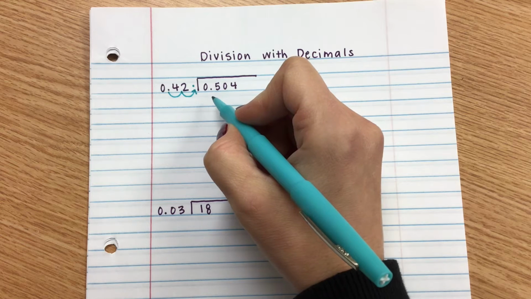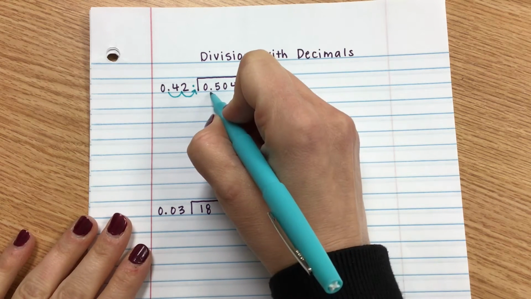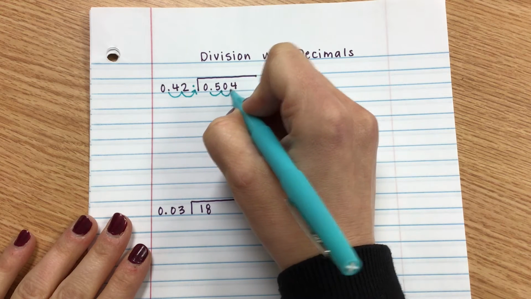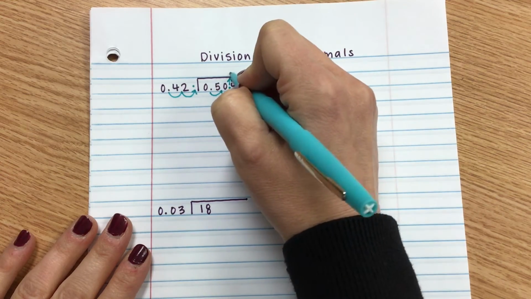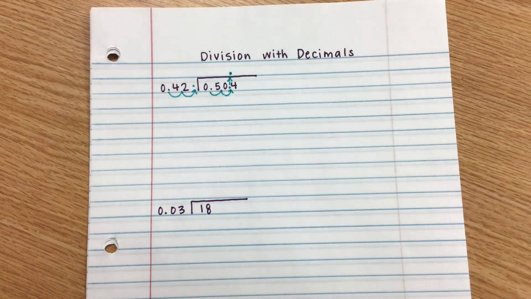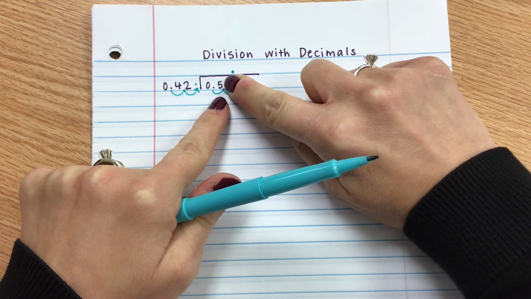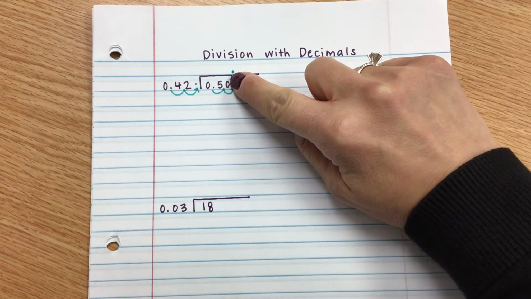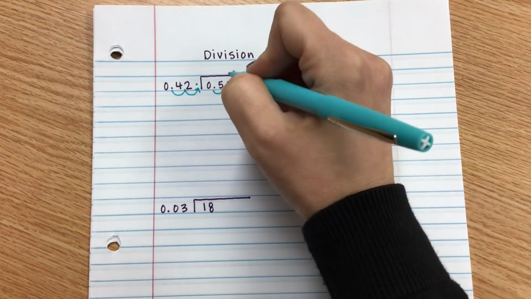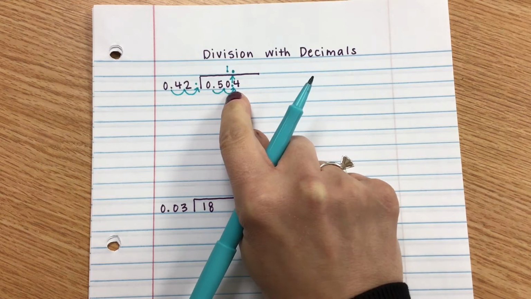So girls, how many times do we move our decimal? 2 times. So we have to move our decimal 2 times inside here. So it's going to go right here, and we're also going to move it right up here. So we're going to ask ourselves, can 42 go into 5? No. Can 42 go into 50? Yes. How many times? 1 time. So I'm going to put my 1 right on top of this 50, right up top there.